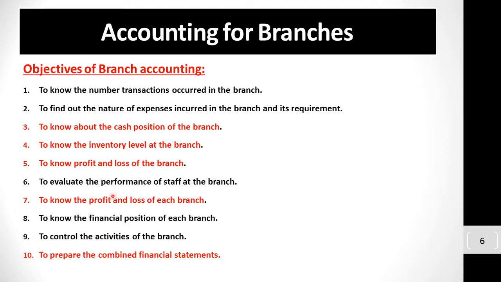Okay, but the most important is finally to prepare the combined financial statement between the head office and the branch. We combine the financial statements for both the head office and the branch in one financial statement called the combined financial statement.